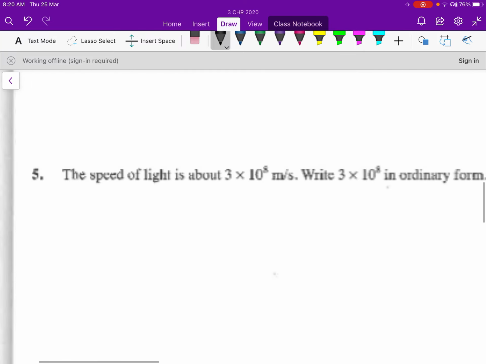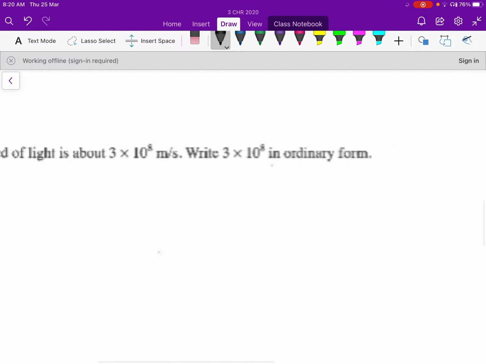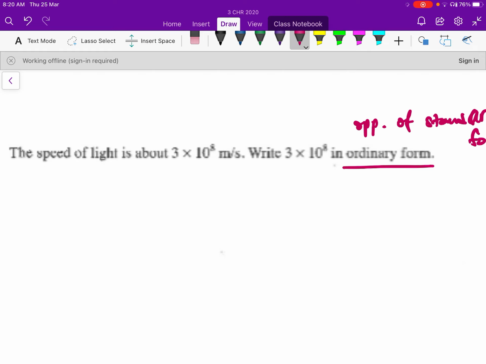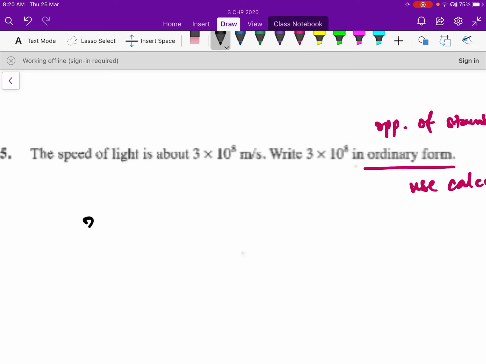Okay, now the speed of light, 3 times 10 to the power 8 meters per second, write it in ordinary form. So this portion, ordinary form, is like the opposite of our standard form. That means the usual way that we write things. And it is very easy to do so. All we need to do is to just use calculator. That's all. Okay, so what do we have? 3 times 10 to the power 8 equals to, then press 3 times 10 power 8.